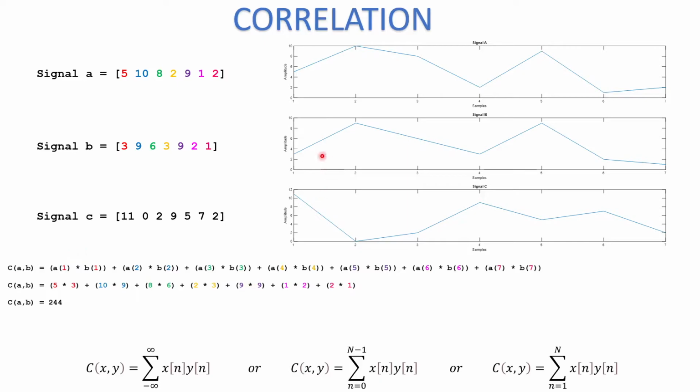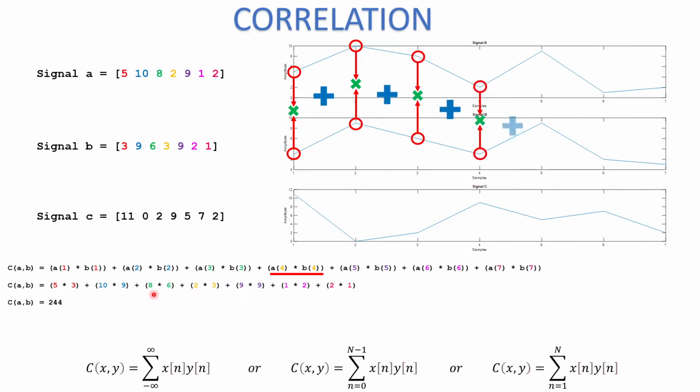So if we correlate A and B, for instance, it's quite simple. You take the first element of the first signal, you multiply it by the first element of the second signal, as we can see here. That's 5 by 3, which is corresponding to these. And then you add it with multiplication of the second element of the first signal by the second element of the second signal, which is 10 by 9, as we can see here. And you do that across the whole length of the signal. 8 by 6, 2 by 3, 9 by 9, 1 by 2, and 2 by 1. And that gives us a value of 244.